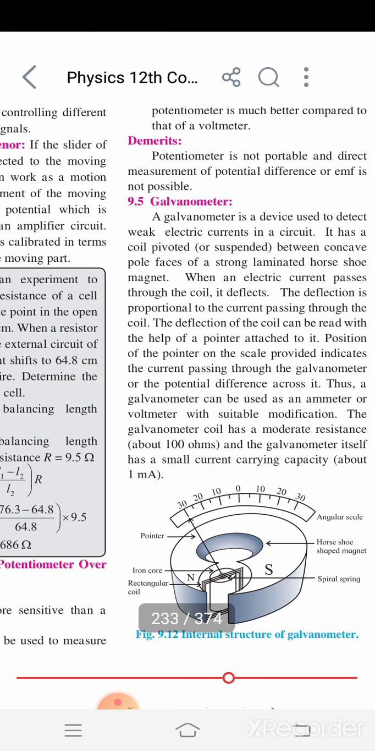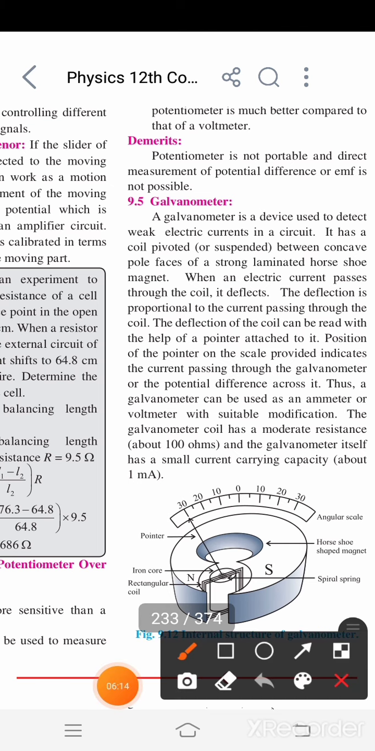So students, the next point of this chapter is the galvanometer. A galvanometer is a device used to detect electric currents in any circuit. To detect weak electric currents in any circuit, the galvanometer is a device like a voltmeter, potentiometer, or ammeter.